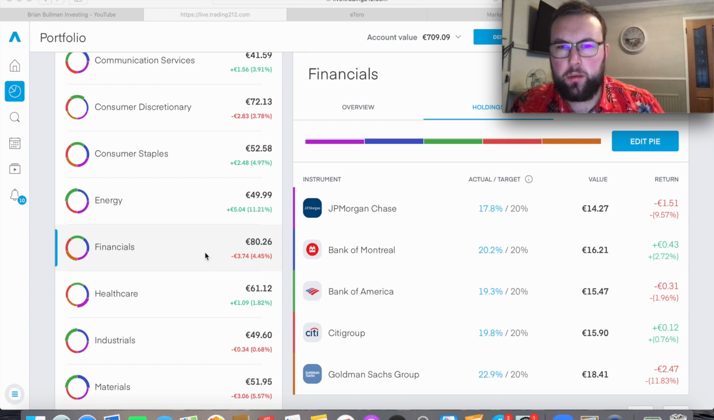For example, in my financial pie, we have 5 stocks here overall, 2 are currently in the green, but we can see here straight off the bat, 2 are really in the red in terms of JPMorgan and Chase down 9.5%, and Goldman Sachs down 11.8%. Now thankfully, because we have tiny amounts of capital invested at the moment, it's going to be very, very easy to dollar cost average here.